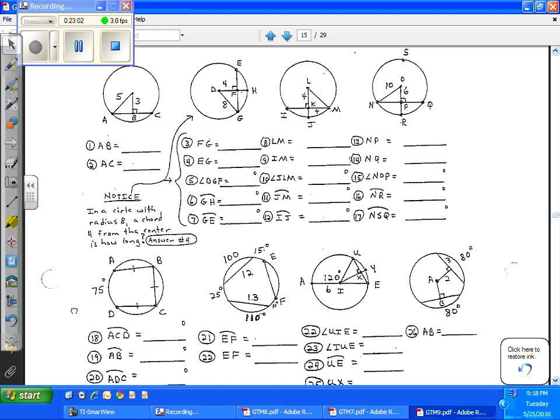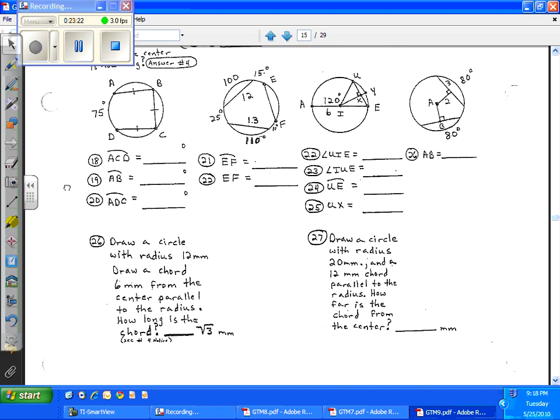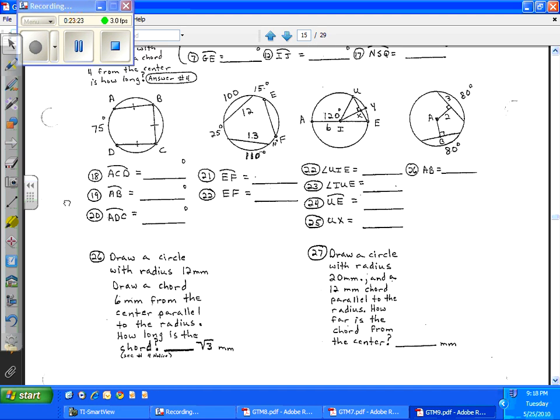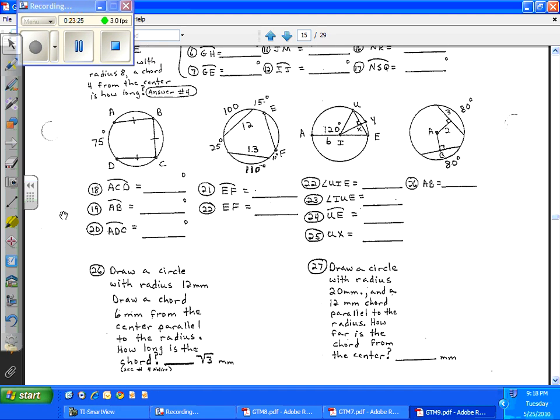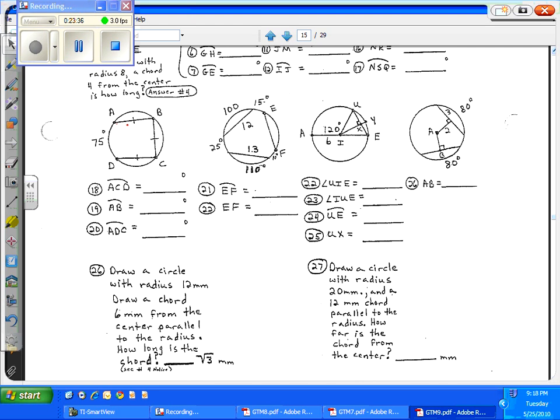Okay. So be looking for special right triangle relationships. Be looking for Pythagorean theorem as you solve the problems on that page. Okay. Let's look at the bottom. Let's just do 18 through 20.